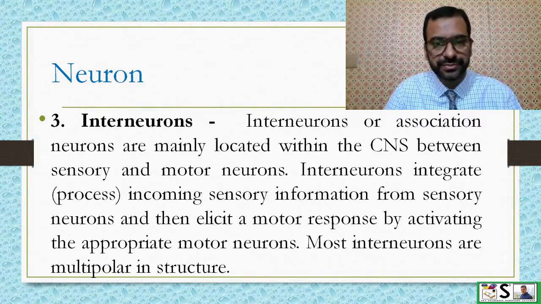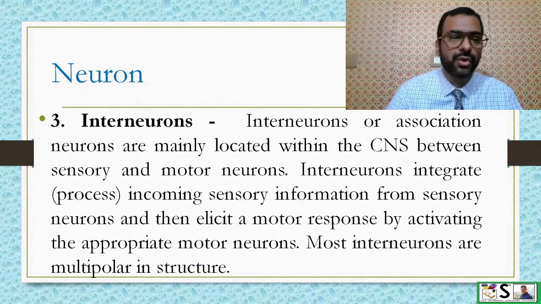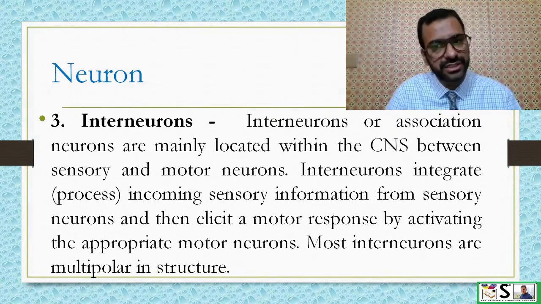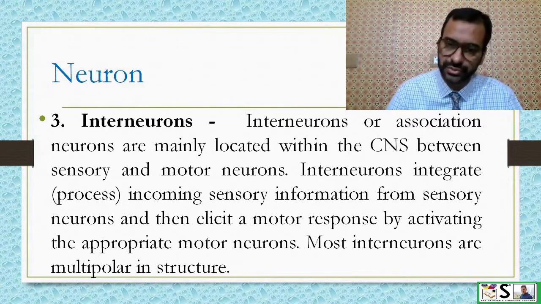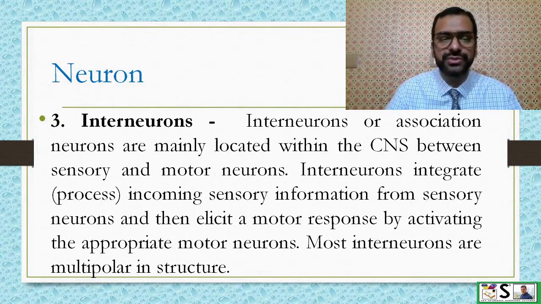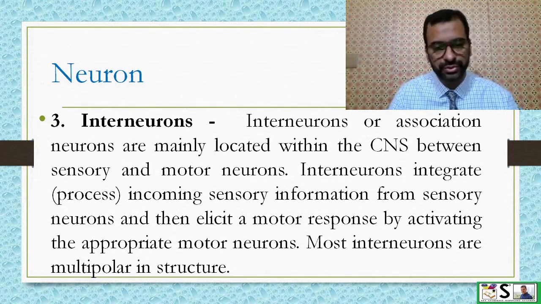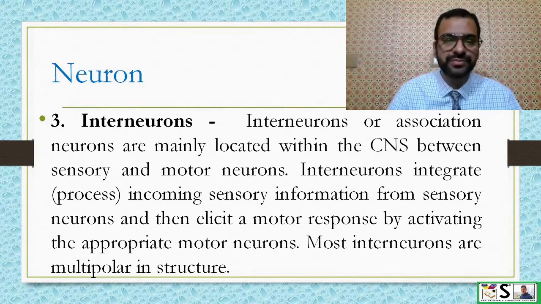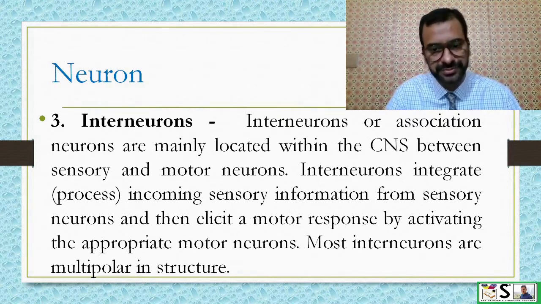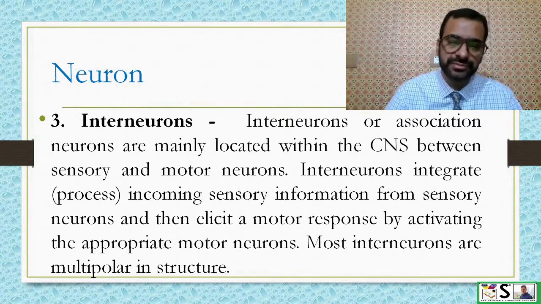Third is the interneuron. Interneurons or association neurons are mainly located within the central nervous system between sensory and motor neurons. Interneurons integrate or process the incoming sensory information from the sensory neurons and then elicit a motor response by activating the appropriate motor neuron. Most interneurons are multipolar in structure.